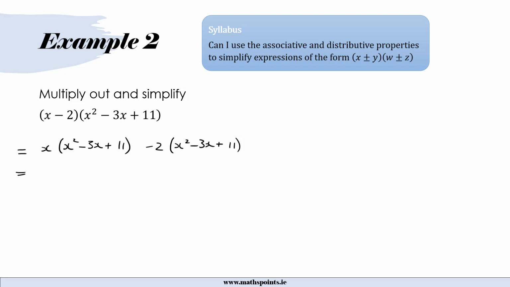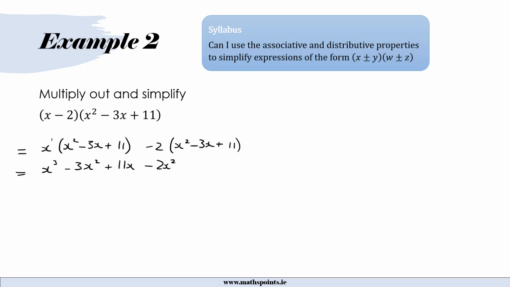So x by x squared is x cubed. Remember that the x has a power of 1, and the x squared obviously has a power of 2, and the rule when we're multiplying the same letter or same variable is we add the powers. So 1 and 2 is 3. And multiplying x by minus 3x, we get minus 3x squared, and multiplying x by 11, we get 11x. Minus 2 by x squared is minus 2x squared.